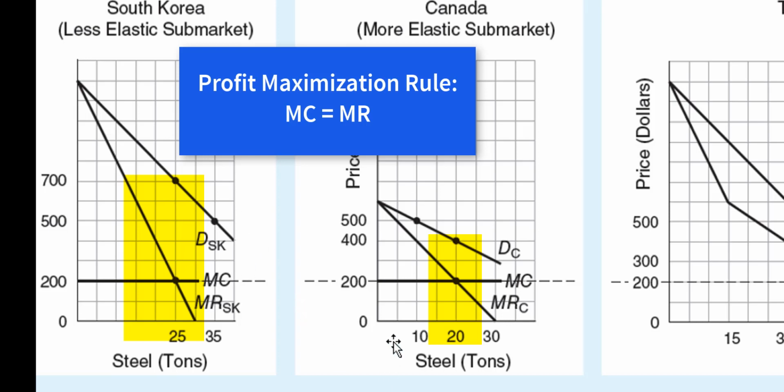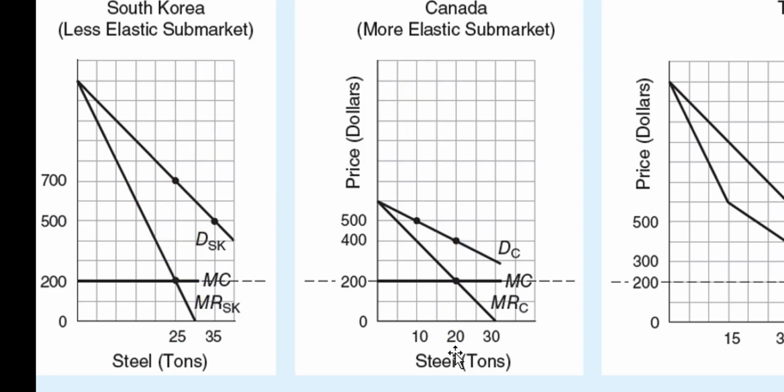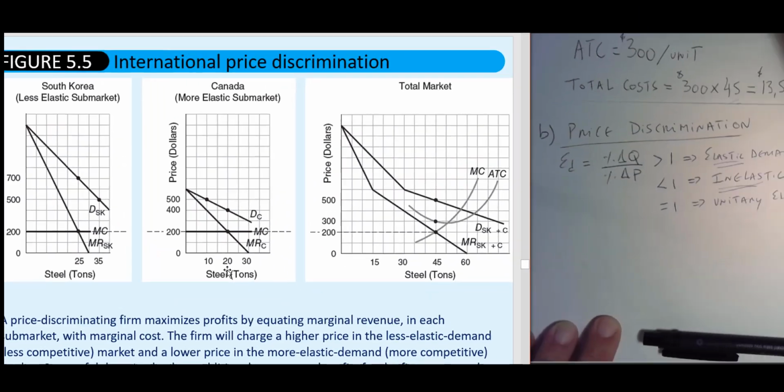So in this case, Carabao is telling us, let's assume that the firm is going to discriminate the price across countries and is going to sell at $400 in Canada and at $700 in South Korea. So 25 units are going to be sold in South Korea and 20 units are going to be sold in Canada. How much are the total revenues now, and how much are going to be the profits?